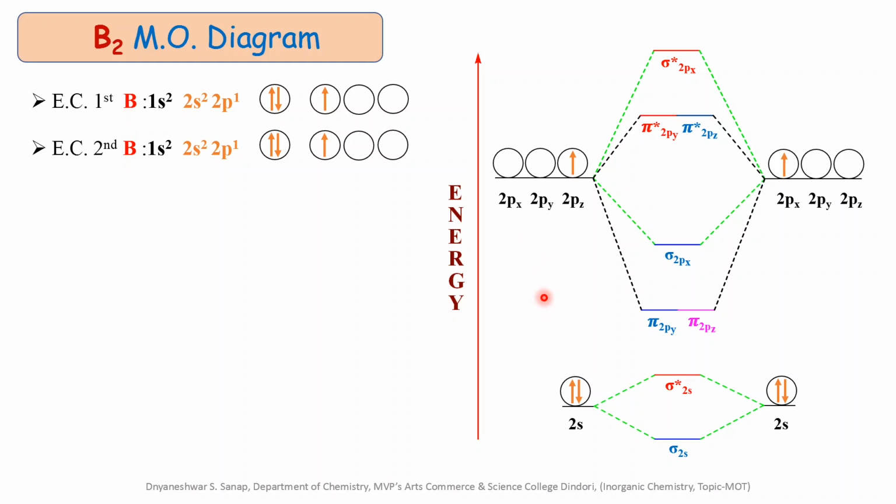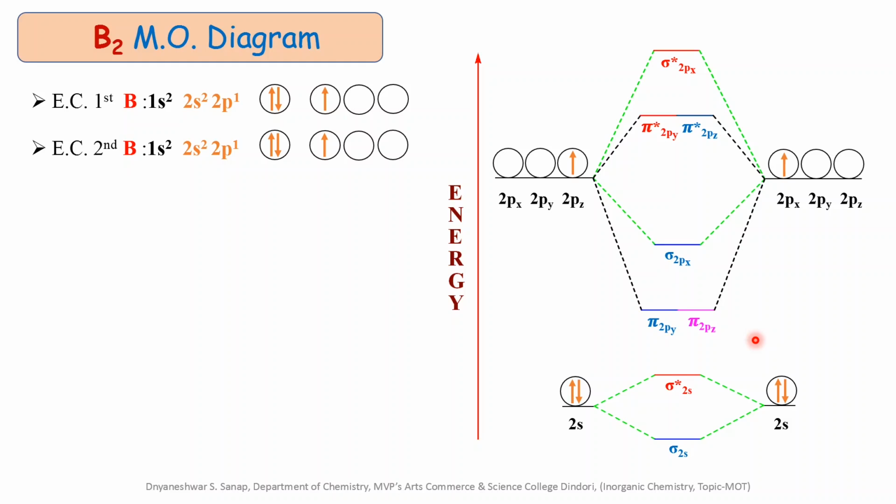During the formation of the B2 molecule, the energy gap between the 2s and 2p atomic orbitals is very small. That's why there is interaction between the 2s and 2p orbitals and their electrons, and that's why the sigma 2px orbital is higher in energy than the pi 2py and pi 2pz molecular orbitals, as we saw in some previous videos.